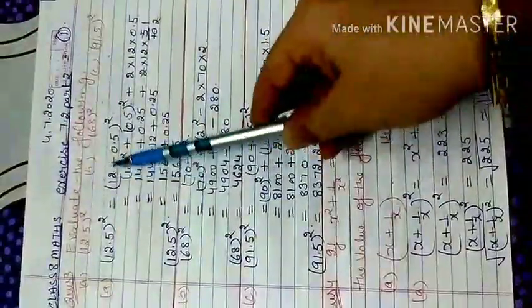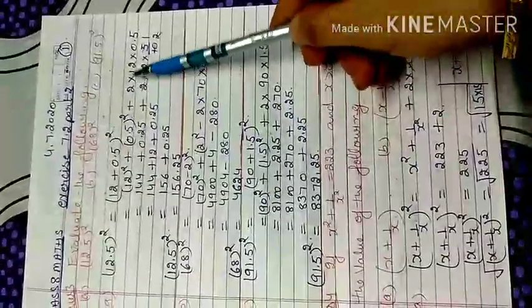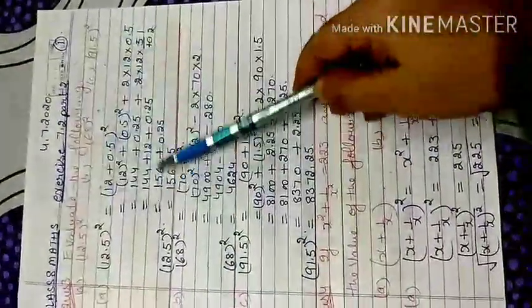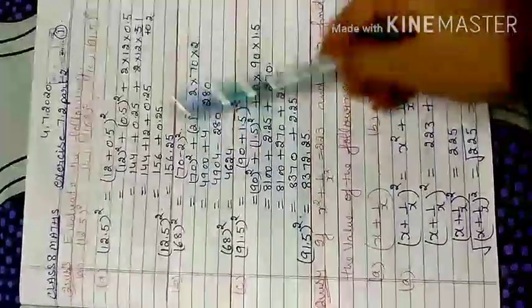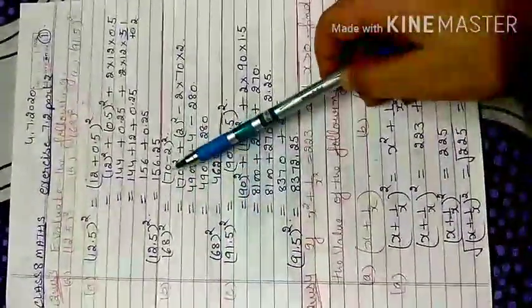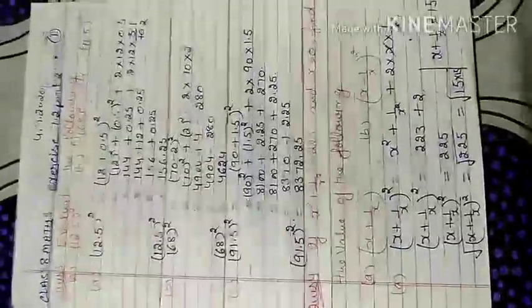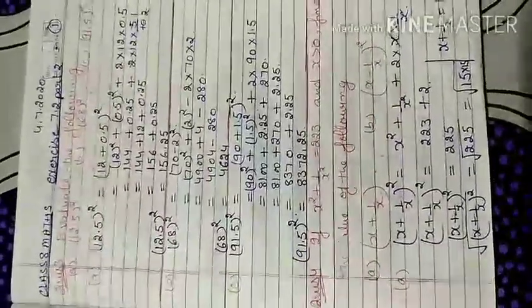So I apply the a plus b whole square formula: first term square, second term square plus 2 times the product of the two terms. So I got, after calculation, 156.25. Similarly 68 whole square. I can write it in the form 70 minus 2, or you can also write the form 60 plus 8. Your answer will be the same. There will be no change in the answer. It's up to you which type of identity you want to apply.